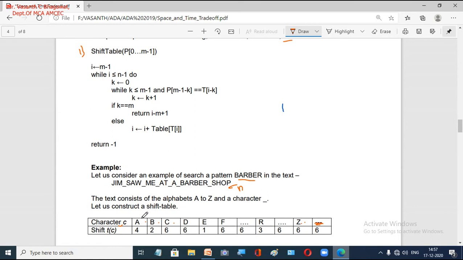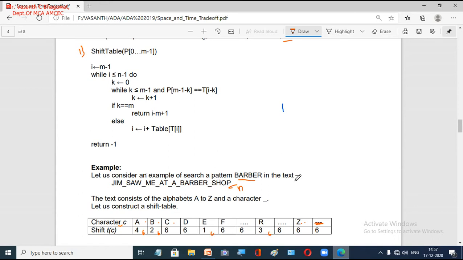Now initially your shift table will be initialized to the total number of characters in your pattern. Now what is the size of our pattern? 6 characters. Now initially all the entries in this particular table, you are going to make it as 6. Why are we making it 6? Because the size of the pattern is 6. So all the entries of this table will be 6 initially.